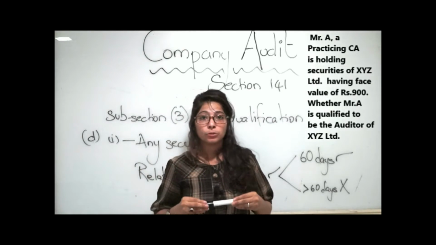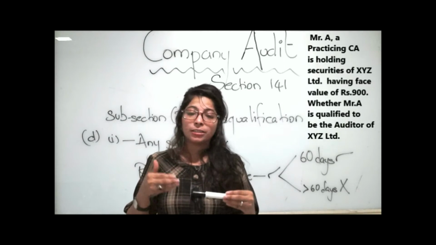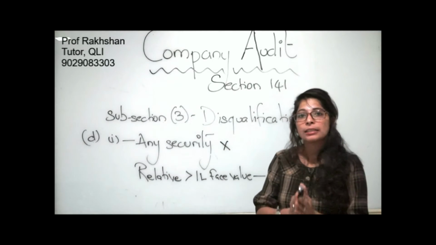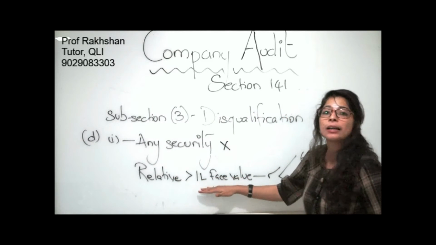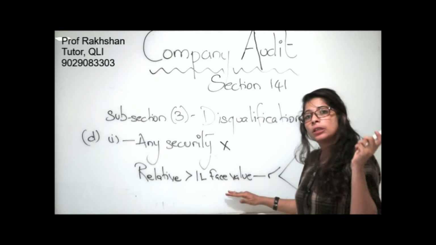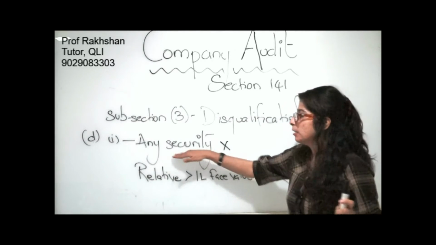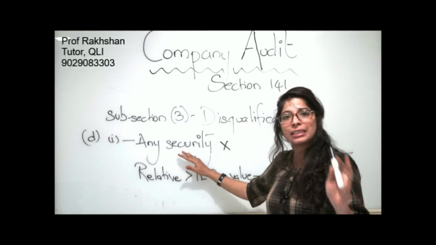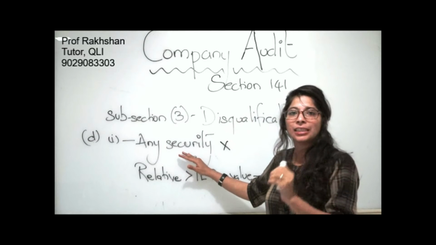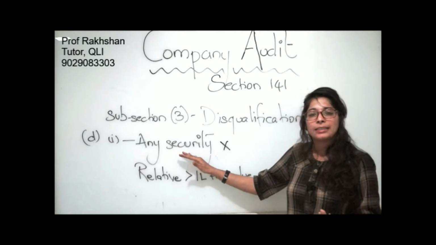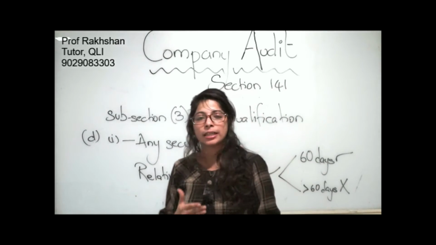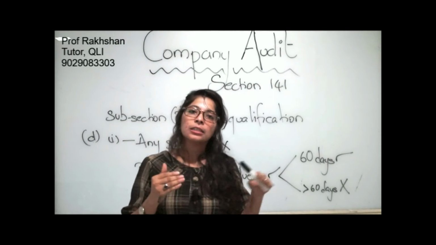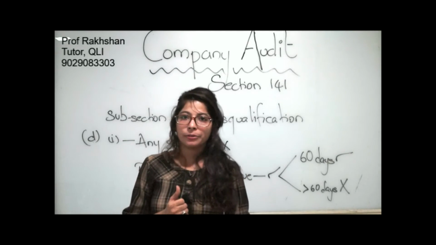Do not get confused. The condition that we studied, the extension to the clause that we studied, was restricted only to relatives. So relatives can hold share value up to rupees 1 lakh face value. But if the auditor himself holds any security of any value, irrespective of the amount, he stands disqualified. So in our example, Mr. A will be disqualified to be appointed as an auditor of the company since he has bought the shares worth rupees 900.